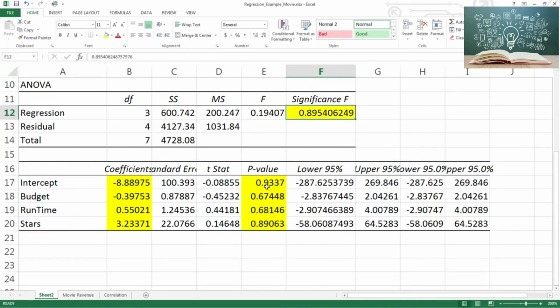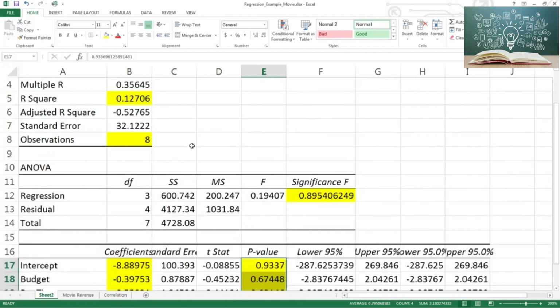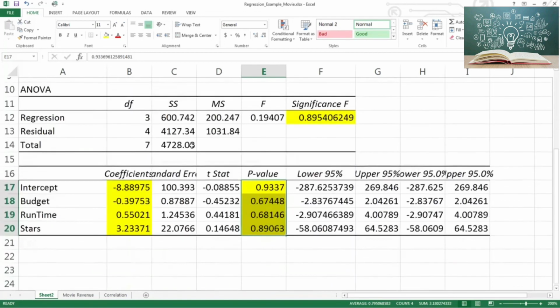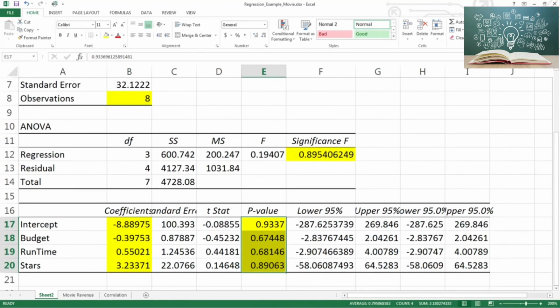We did not have good coefficients either, and I think with the movies there are probably a lot of other things that drive whether people buy tickets, and the ones we had were not very good. But at least with this example, this is how the regression is run and how to interpret the results. Thank you.